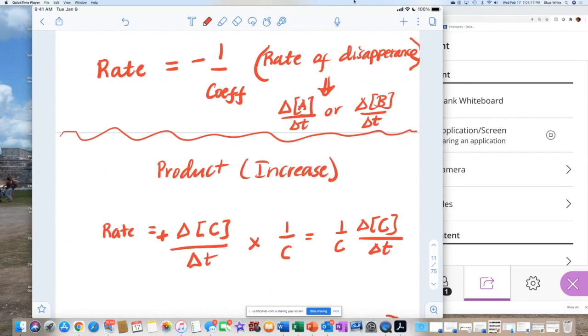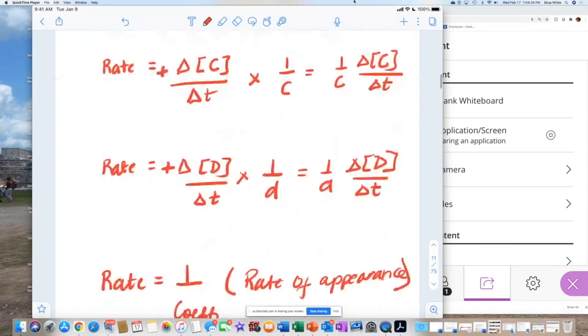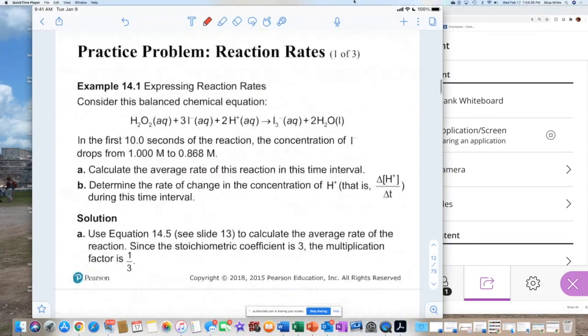If they want just the regular rate of the overall reaction, they tend to say rate of the reaction. When they say stuff is appearing, stuff is disappearing, they want you to find the rate as it pertains or depends on the reactant. Only they have to tell you which if there is more than one reactant. Okay? So let's get to this question right here.